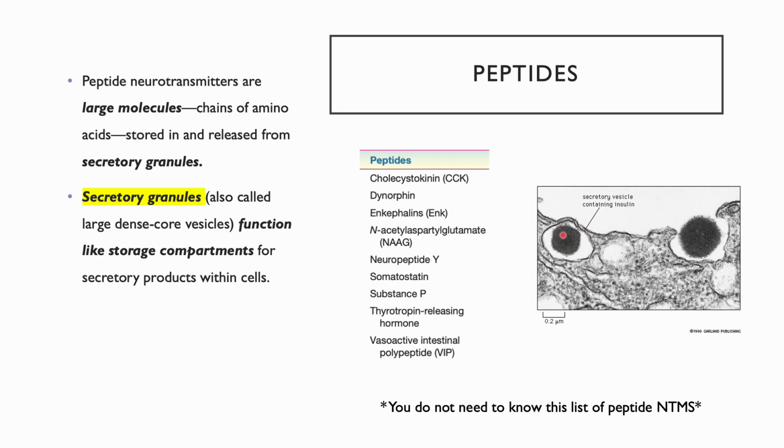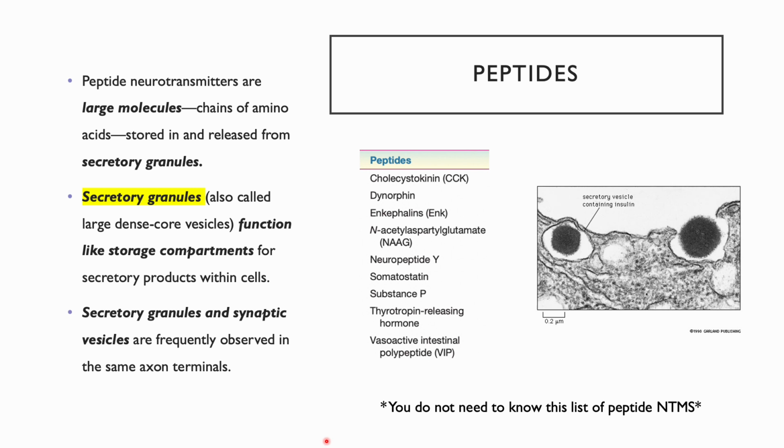Insulin is a vital hormone that's produced by the pancreas. You probably know that insulin resistance can play a role in diabetes mellitus type 2. And so thus, these secretory granules are in charge of keeping insulin inside for secretory products. Secretory granules and synaptic vesicles are frequently observed in the same axon terminals. So we know that they can also be stored at the synapse, and they are highly regulated in this area.